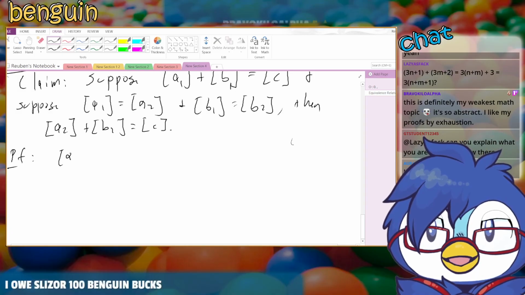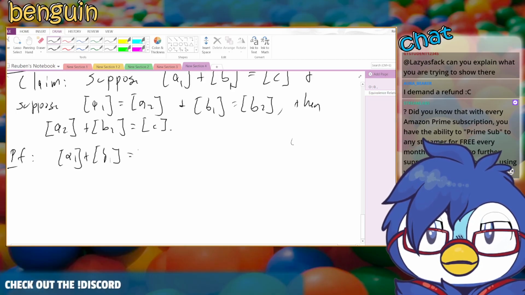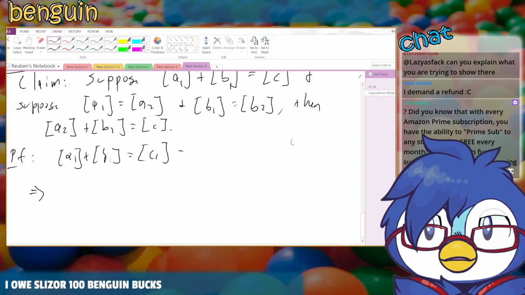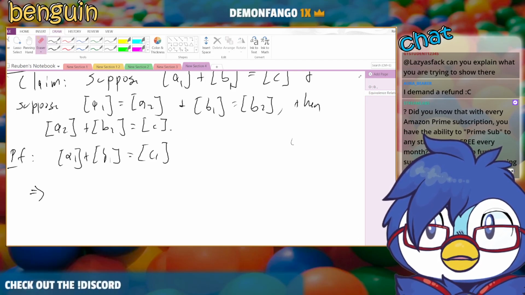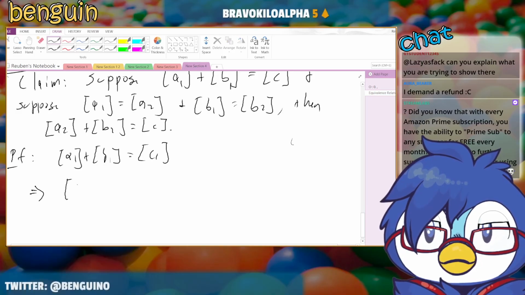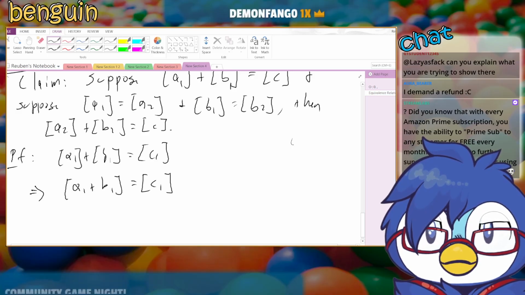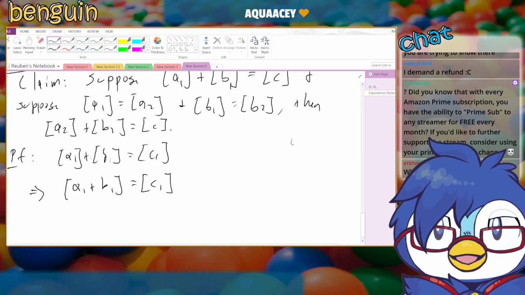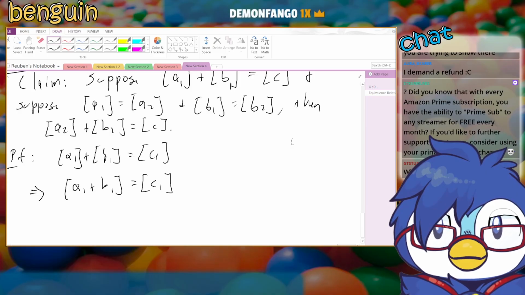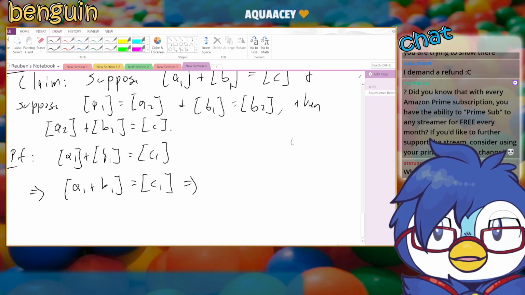yeah, so we have that A1 plus B1 equals C1. But remember, by our definition of how we're adding things, this is just A1 plus B1 equals C1, right? Hopefully this makes sense. Remember, this is just a definition of how we've defined addition for equivalence classes. Right, but what does this mean? This is saying that this number and this number belong to the same equivalence class.